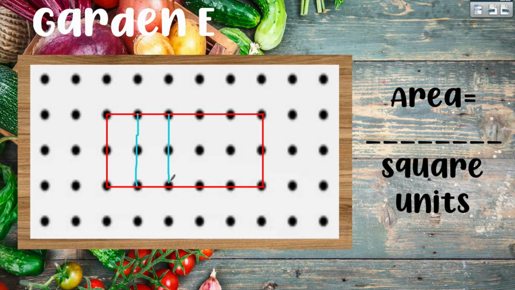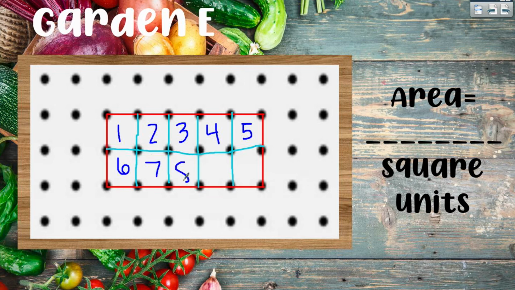So 1, 2, 3, 4 lines down, and 1 line across. By doing this, I now see squares. So now that I've found my squares, I can count my squares. 1, 2, 3, 4, 5, 6, 7, 8, 9, 10.